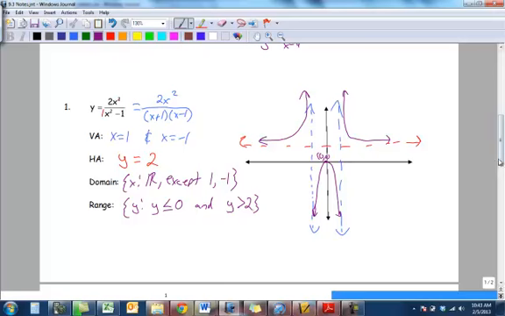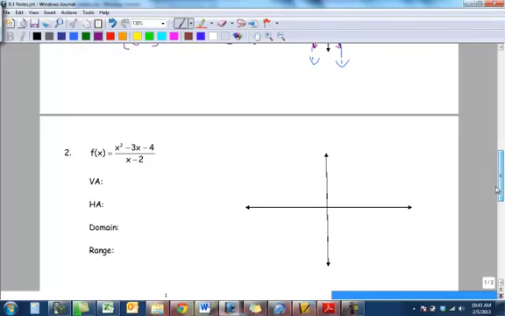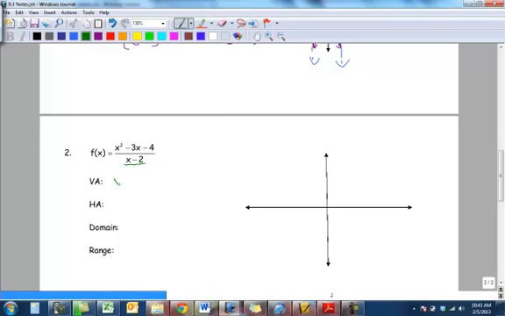Let's go on to number 2. Right, so our vertical asymptote, what makes the denominator 0? In this case, x is equal to 2. So I'm going to sketch that. X is equal to 2. Oh, that's negative 2, my bad. X is equal to -2.